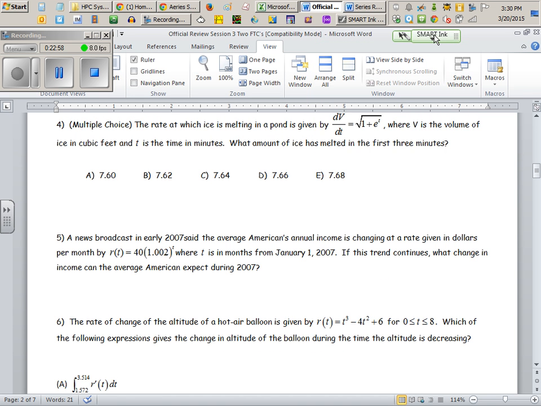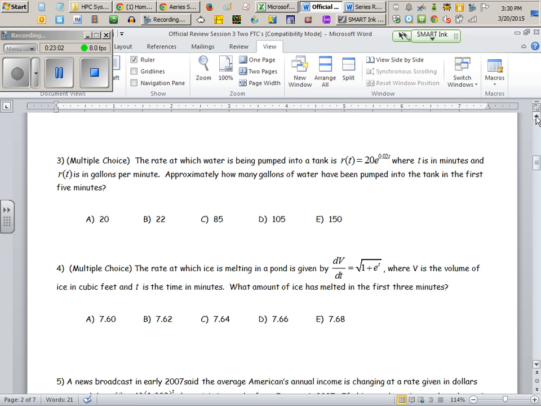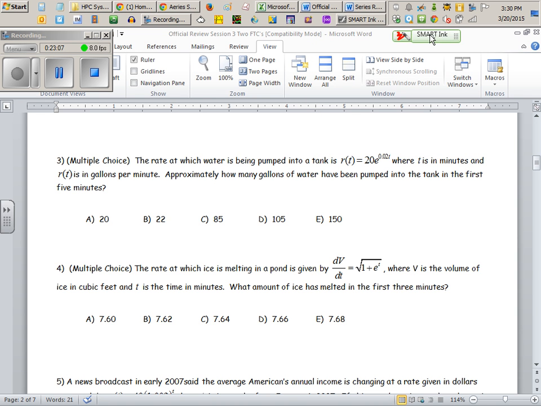This is kind of the same exact thing, really. These are multiple choice. Okay, this one says the rate at which water is being pumped into the tank is this function. T is in minutes, R of t is in gallons per minute. We're being asked for the number of gallons. So probably should integrate, actually. That's how we're going to get gallons per minute and minutes to cancel.